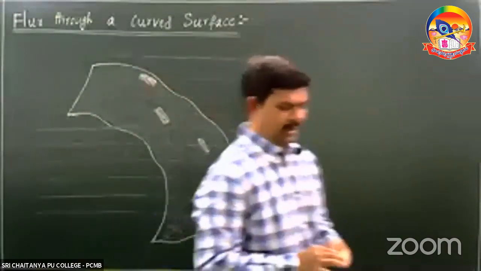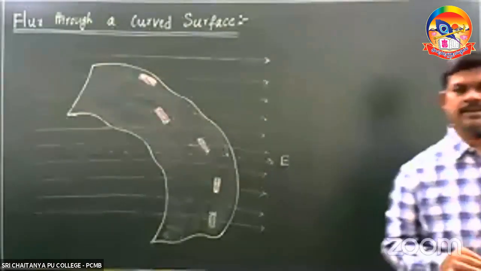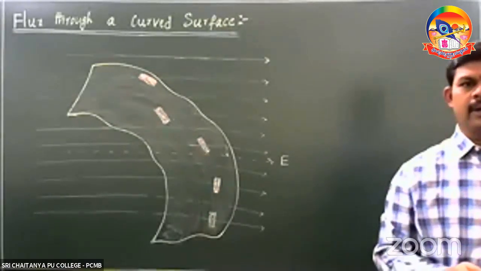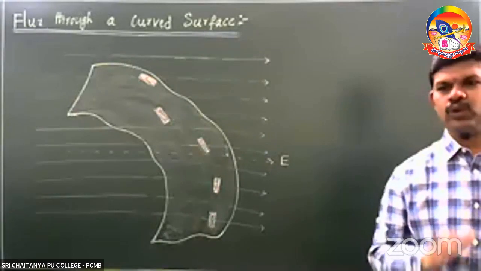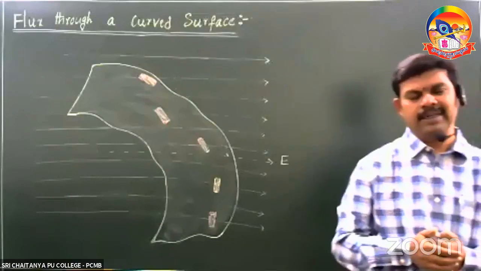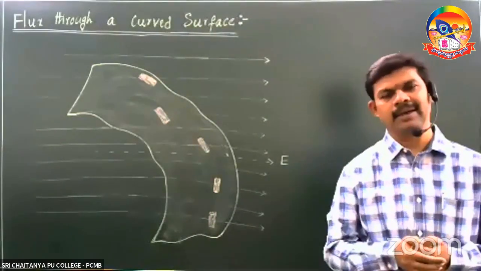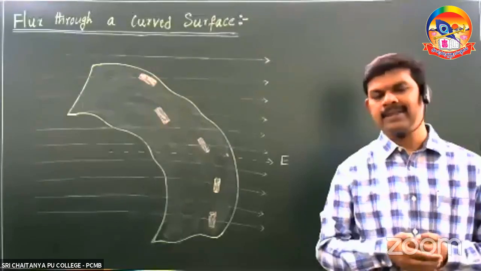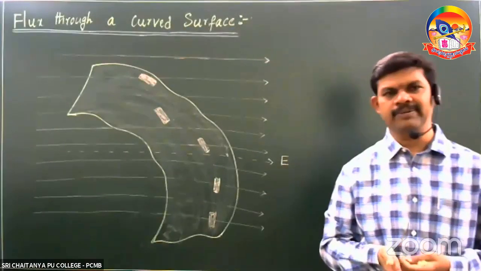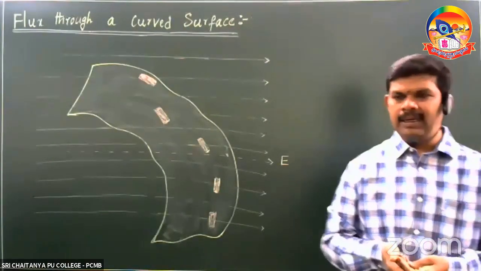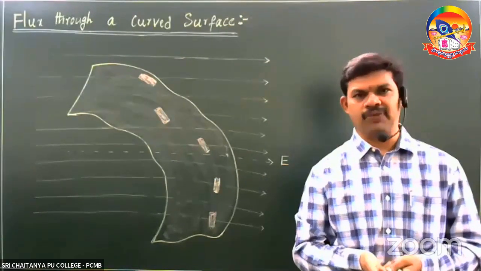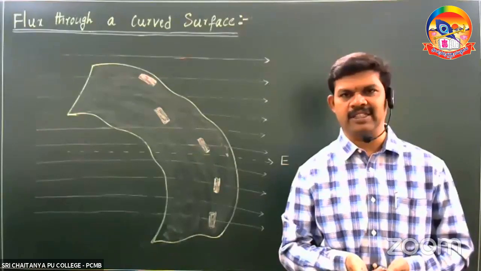Well, in the last classes, we discussed flux through plane surfaces like a square, a rectangle, a disc, and so on when they are placed in an electric field. And we also calculated the flux through a closed surface when placed in an electric field, right?